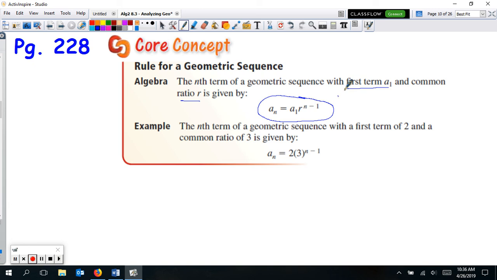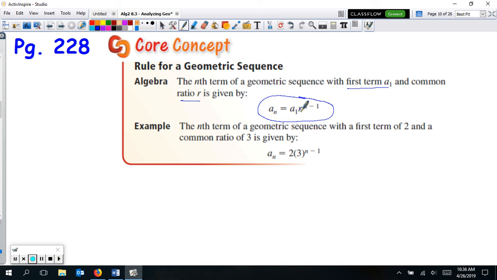So there's those two things, just those two things you need to know again, first term and what the common ratio is. So if this one says that the first term is 2, then 2 goes here, and the common ratio is 3, so 3 goes here. Now notice how they did that. They put 3 in a parenthesis because the common ratio is raised to the exponent.